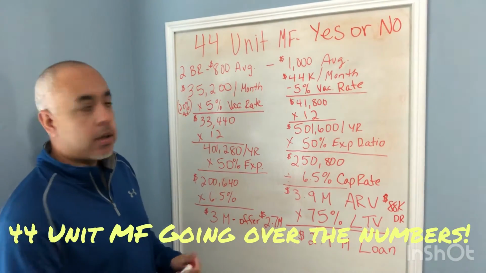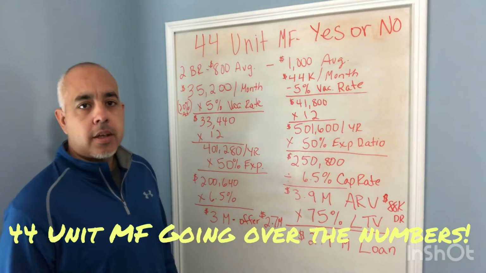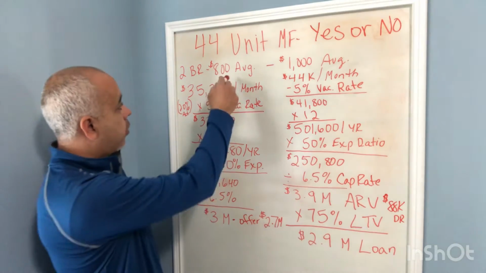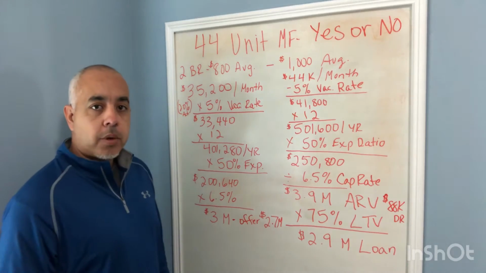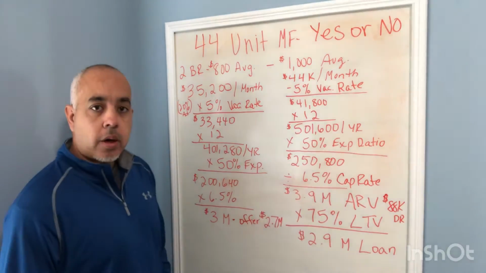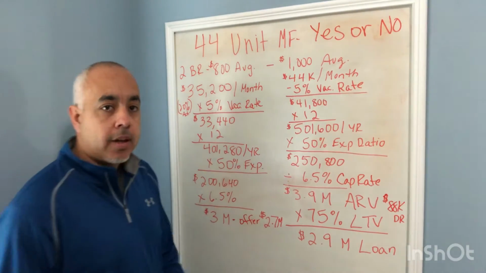Today we're going to be going over a 44 unit multifamily that was sent to us by a broker that we've had a relationship with. So we're going to go over the actual numbers that they said that the property is operating right now, and then we're going to do our own pro forma on it and see whether this deal is a yes, we buy it, or no, we don't buy it.